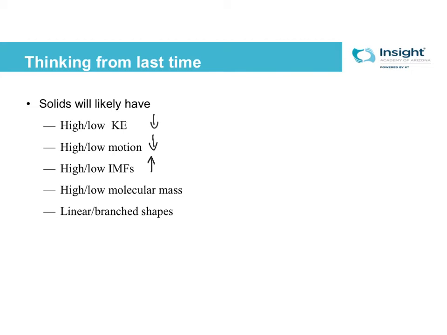Molecular mass ties into your kinetic energy. Things with big molecular mass are slow and clunky, so they are more likely to be a solid. And shape-wise, if something is very linear and can line up right next to each other really close, which enhances its intermolecular forces, that would make something more likely to be solid.